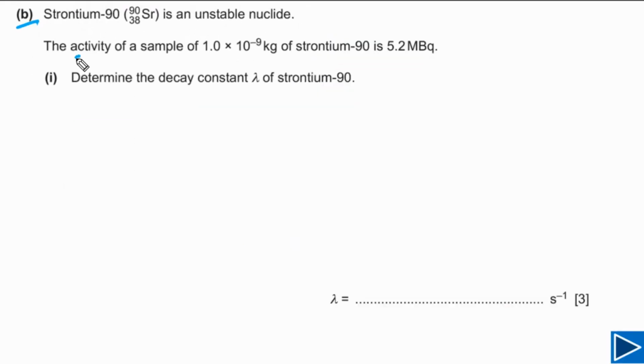For part B, the activity of a sample is given, and the activity of the sample is 5.2 megabecquerel, and the mass of the sample is also given.